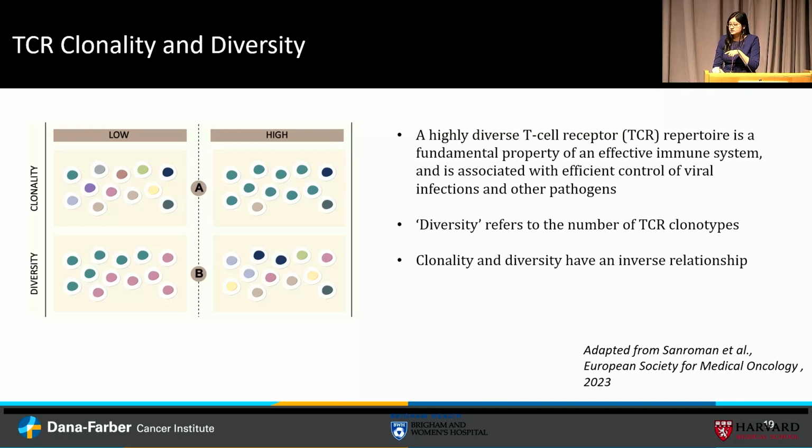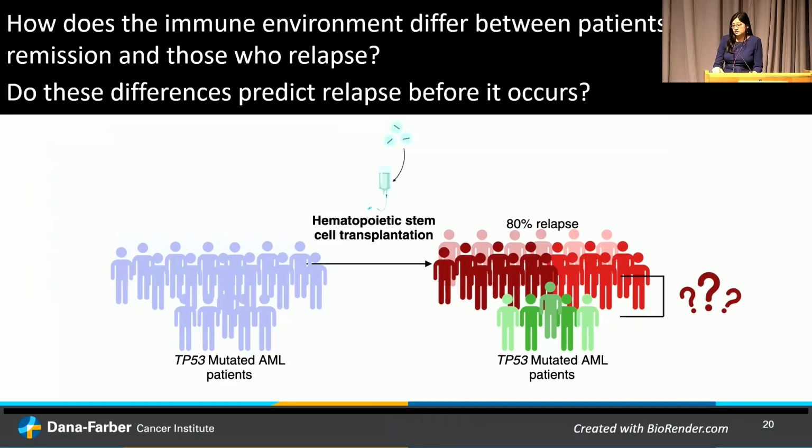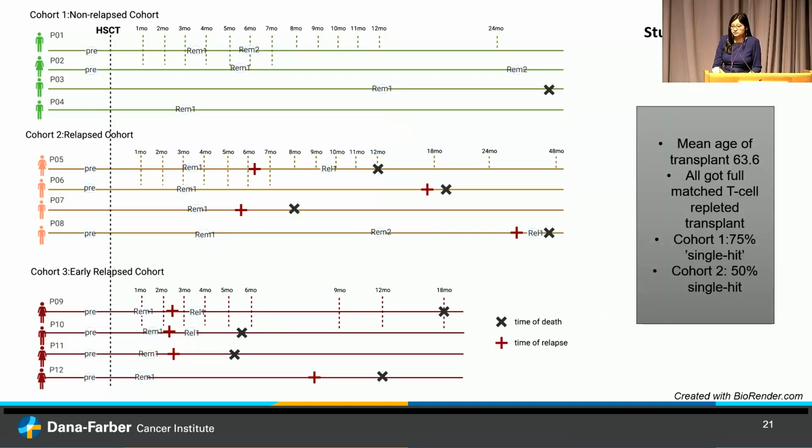If you look at these circles, the more diverse repertoire has many colored circles, so many unique TCR clonotypes, while if you have low diversity, your TCR repertoire is dominated by certain clonotypes, and you have low diversity and high clonality. So we set out to see if there were any immune signatures we could identify in the post-transplant milieu which would predict which P53 patients remained in remission and which patients went on to relapse. And can these differences predict relapse before it occurs?